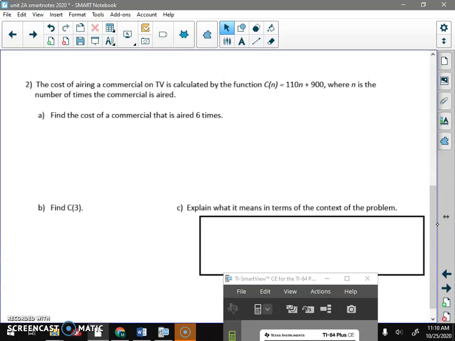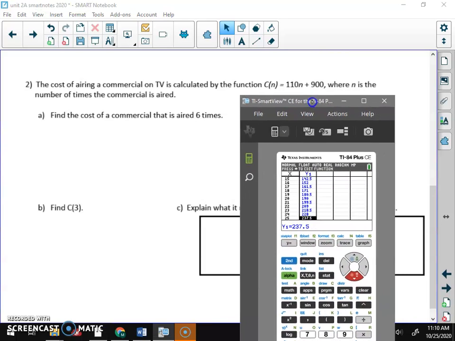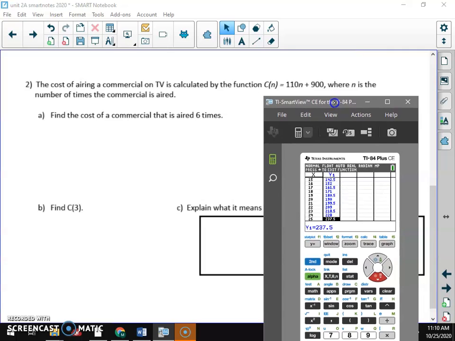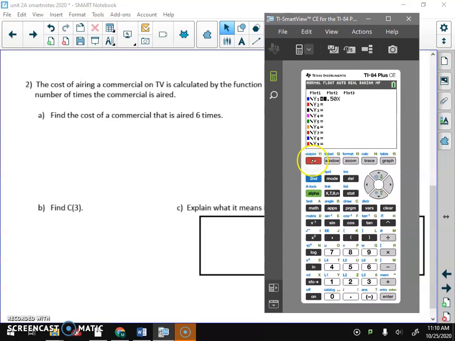It says the cost of airing a commercial on TV is calculated by the function C of n equals 110n plus 900. N is the number of times the commercial is aired. And it makes sense because if you air it more times, it's going to cost more money. So let's go to our calculator. Let's plug that equation in. 110x plus 900. Again, clear out the old. Got it. Find the cost of a commercial if it airs 6 times.